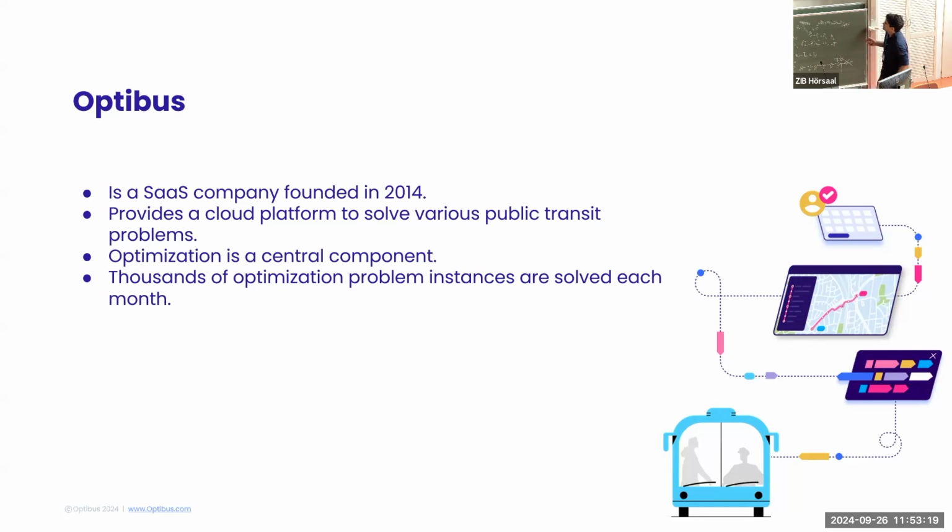Actually, what is nice here is that optimization is really a central component of the company, because in the end, all the bus companies want to save money. So it's important for them to have well-optimized solutions. And we also run quite a few optimization problems. Per month, we run thousands of instances in the cloud. Because everything is in the cloud, you really have an overview of how many customers there are, how many problems are solved, and which kind of problems are solved. This is one advantage of having this cloud platform. Sometimes we have more than 10,000 problems solved per month, so it's heavily used.